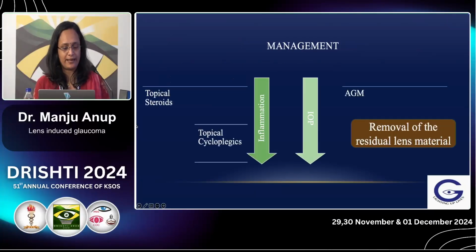Again, the initial management is the same: control of inflammation and intraocular pressure. You have to look carefully for residual lens matter. Sometimes the lens matter can be present in the tunnel of the cataract surgery, or sometimes it may be in the angle, so careful gonioscopy is very important. If the lens particles do not get resorbed, or if there is a large amount of lens material in the anterior chamber and the intraocular pressure is not controlled with medical management, you may have to do a surgical removal of the residual lens matter.